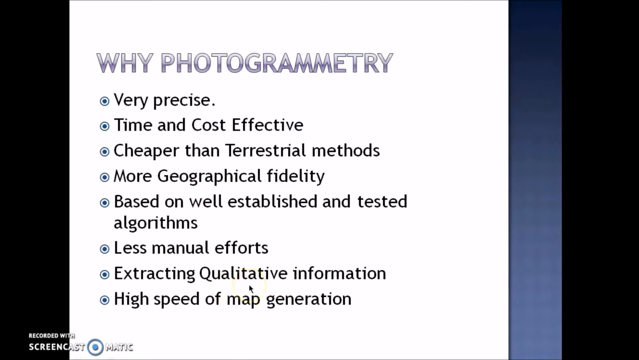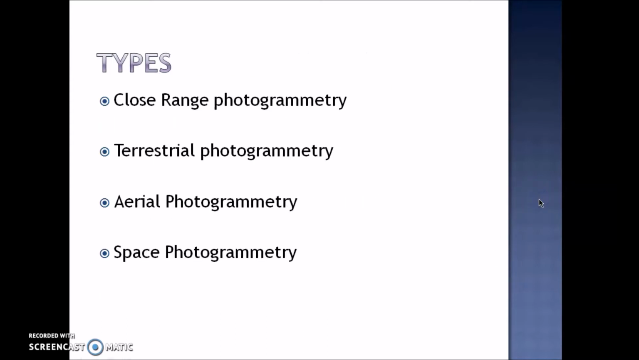Qualitative information can be taken out, and map generation can be done at a quicker rate. Normally, generating maps takes a lot of time. With photogrammetry, we can simply overlap two or three photographs and create a map accordingly.